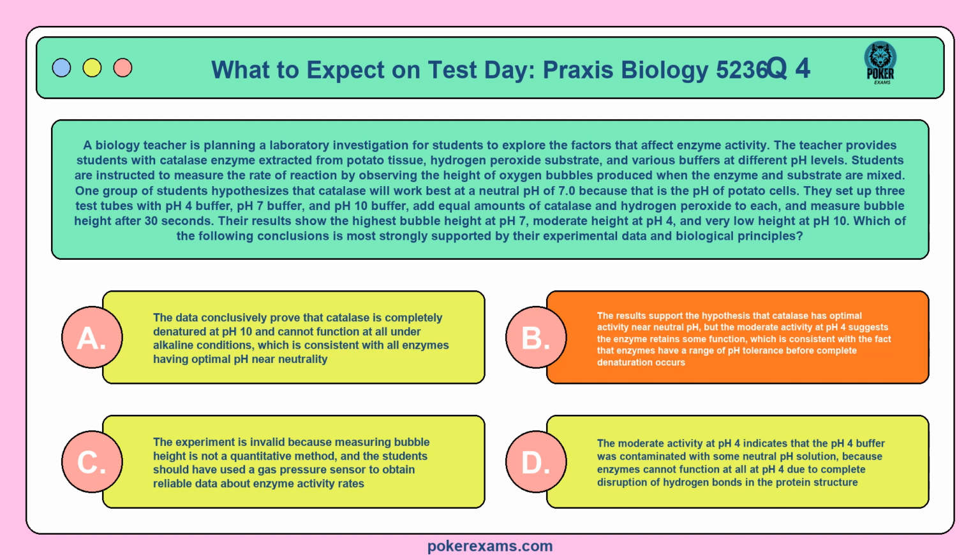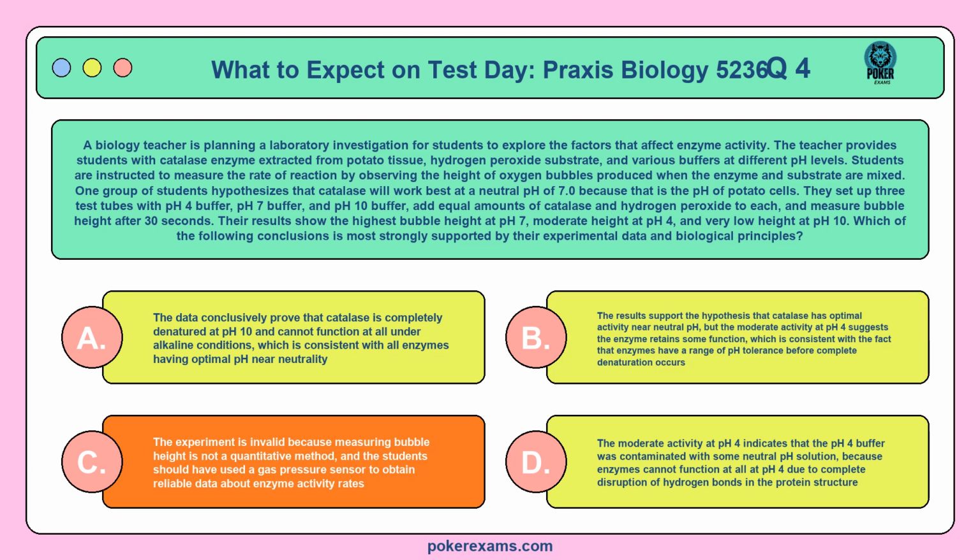B. The results support the hypothesis that catalase has optimal activity near neutral pH, but the moderate activity at pH 4 suggests that the enzyme retains some function, which is consistent with the fact that enzymes have a range of pH tolerance before complete denaturation occurs. C. The experiment is invalid because measuring bubble height is not a quantitative method, and the student should have used a gas pressure sensor to obtain reliable data about enzyme activity rates.